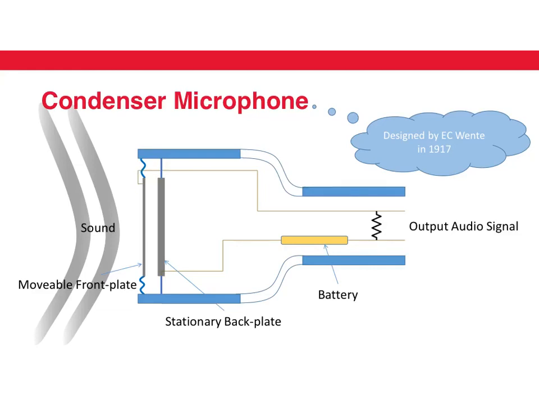A condenser microphone essentially consists of a pair of conducting plates, as shown here. One of these plates is stationary and it is fixed to the casing, while the other plate is fixed through a spring to the casing. And as sound falls on it, this plate moves back and forth, and that changes the distance between the two plates and therefore changes the capacitance of this sensor. And this capacitance is converted into the voltage by the circuit here. So let's see how this works.